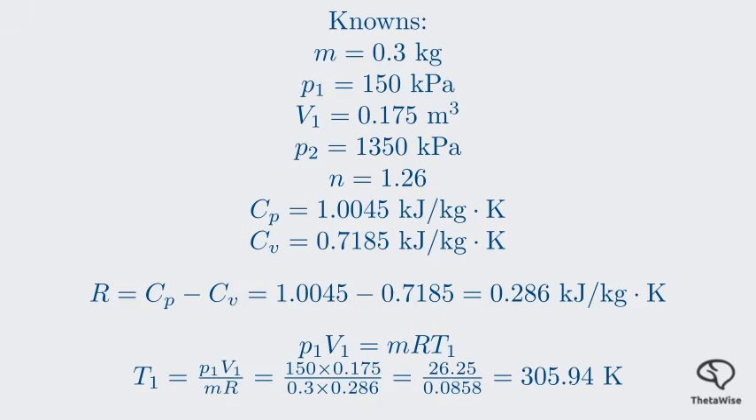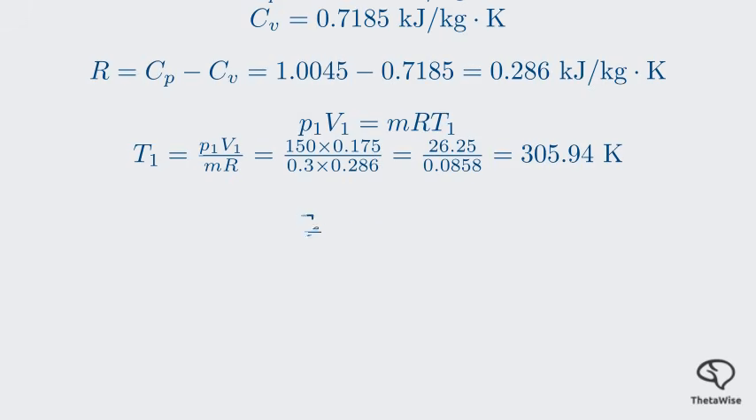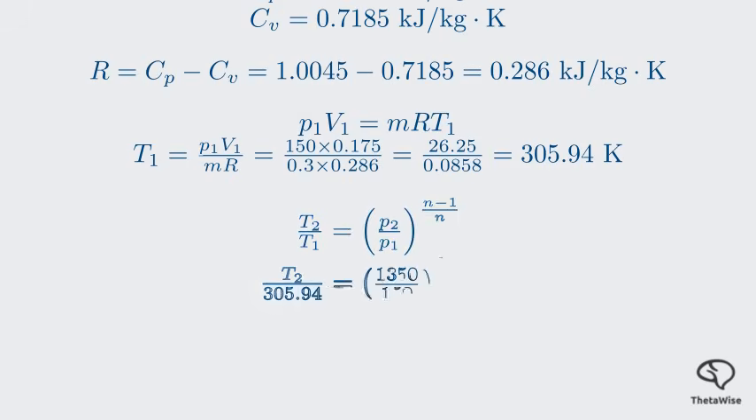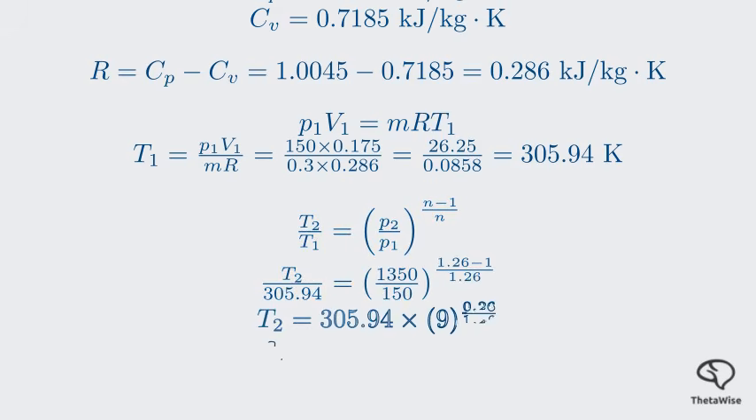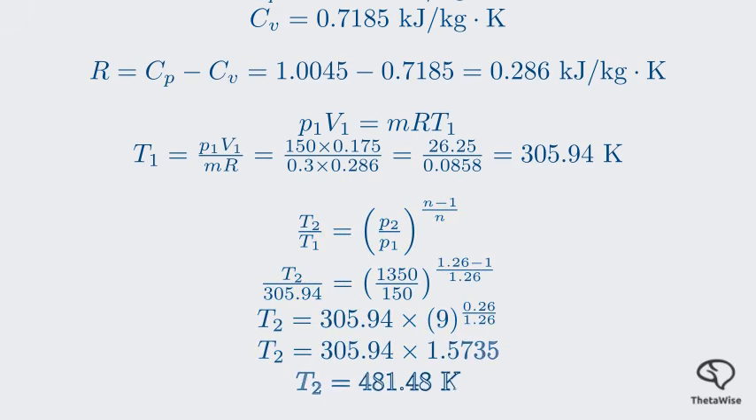Next, let's find the final temperature, T2, using the polytropic state relation. We'll use T2 over T1 equals P2 over P1, raised to the power of (n minus 1) over n. Substituting our values and solving for T2, we find it is approximately 481.48 Kelvin. Now that we have both initial and final temperatures, T1 and T2, we can calculate our required properties.